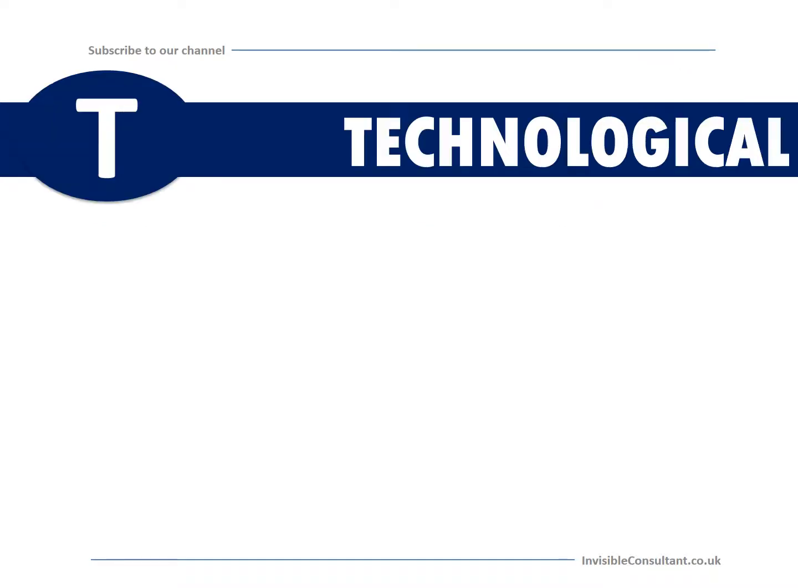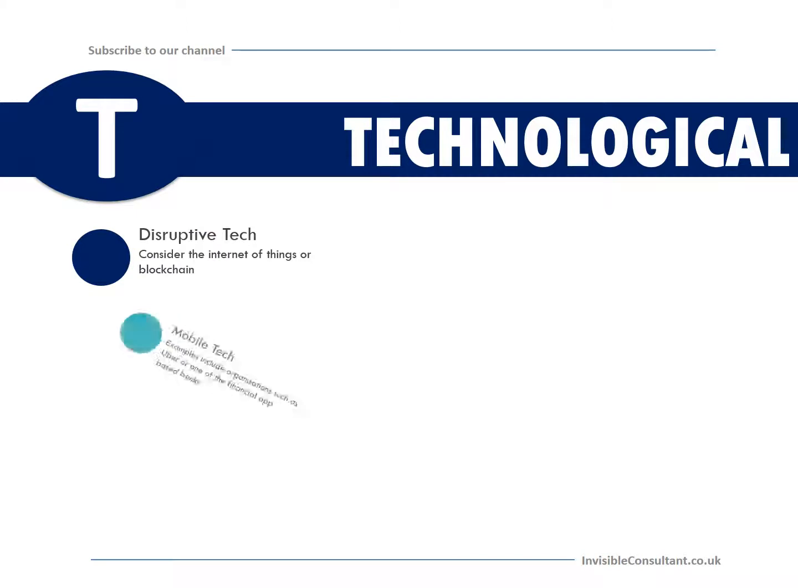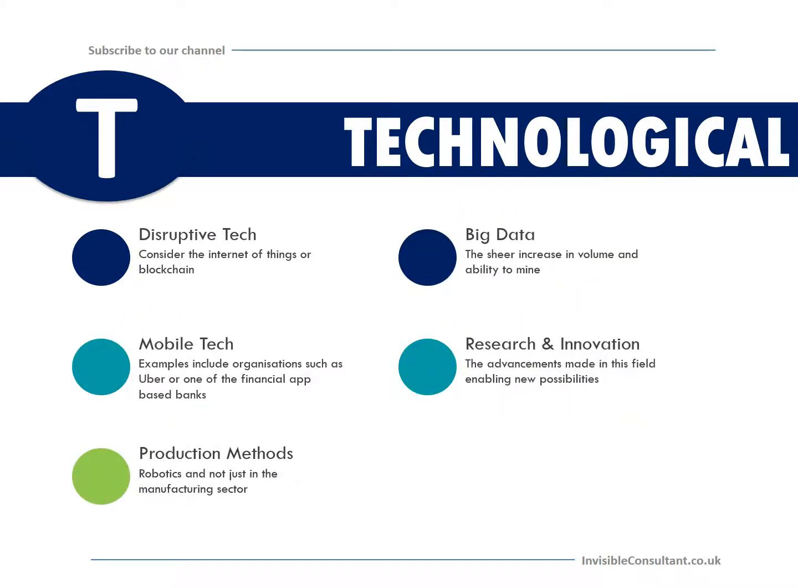When considering the technological element of PESTLE, the most obvious advance of recent times is the introduction of the internet. There are numerous activities which we do today online with our phones that were unthinkable just a decade or so ago. Now let's have a look at what some of the areas are for technological. Got disruptive tech, so consider the Internet of Things or perhaps blockchain more recently. We've got mobile technology, where examples include organisations such as Uber or one of the financial app-based banks.